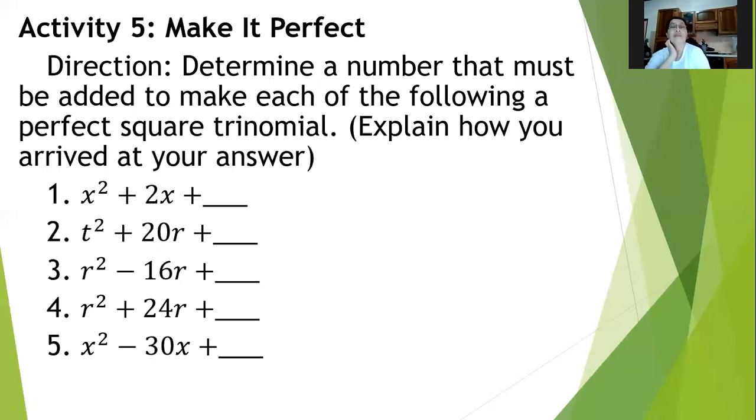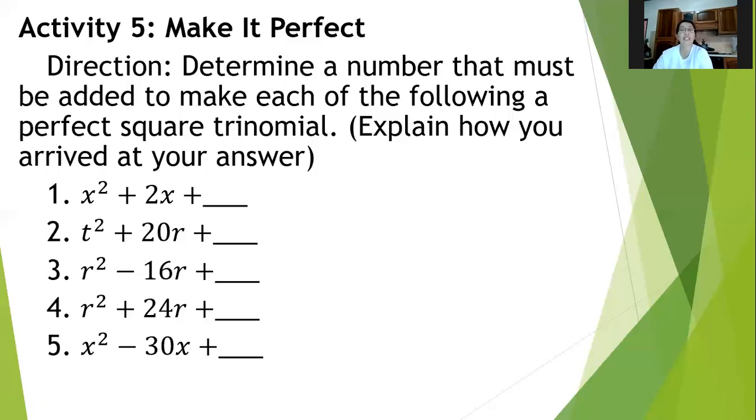Now, activity 5, make it perfect. Directions: Determine a number that must be added to make each of the following a perfect square trinomial. Then explain how you arrive at your answer. Okay, you may take a picture of this activity. For number 1, we have x squared plus 2x plus blank. You have to give the third term.